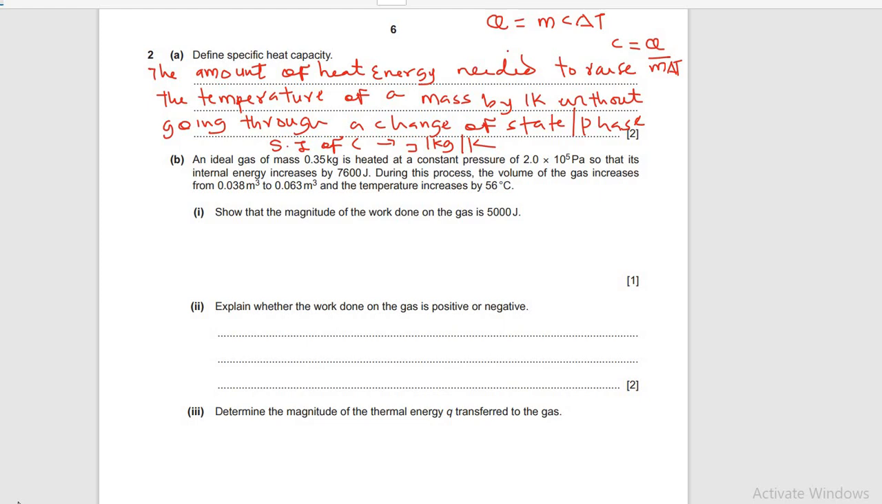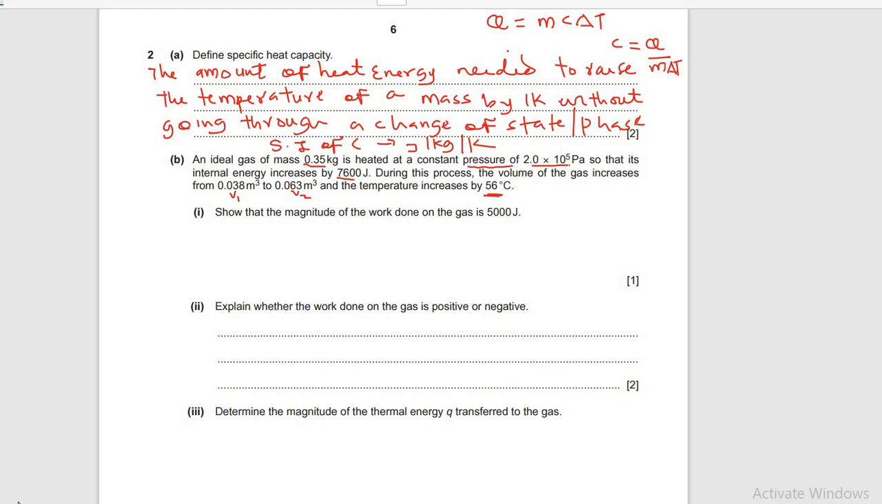An ideal gas of mass 0.35 kg is heated at a constant pressure, isobaric. The pressure is 2 times 10 raised to the power 5 Pascal, so that the internal energy increases by 7,600 joules. During the process, the volume of the gas increases from V1 to V2, and the temperature increases by 56 degrees Celsius.